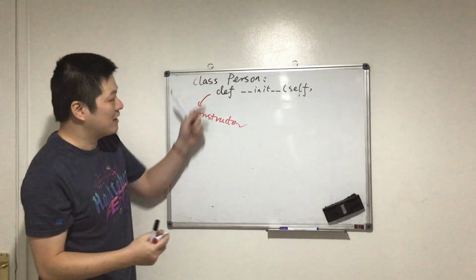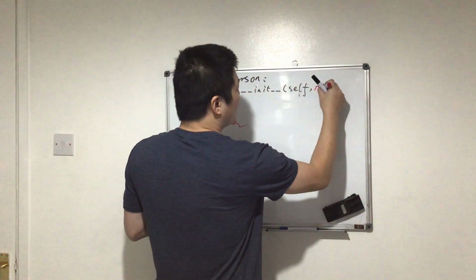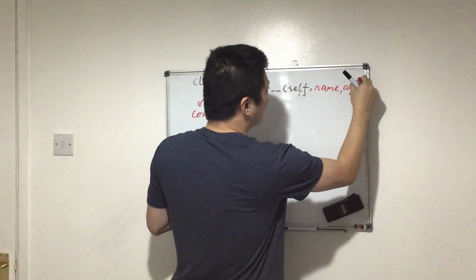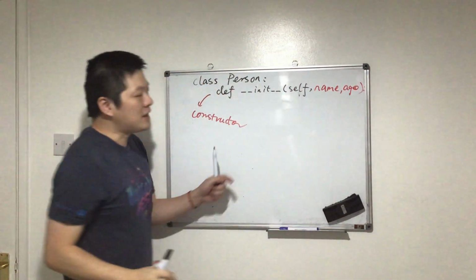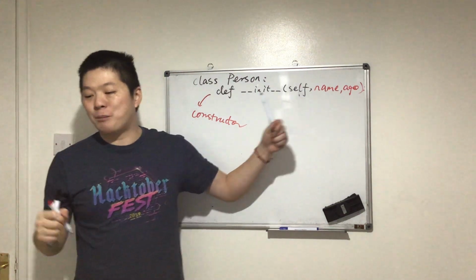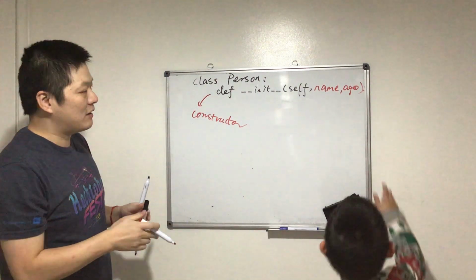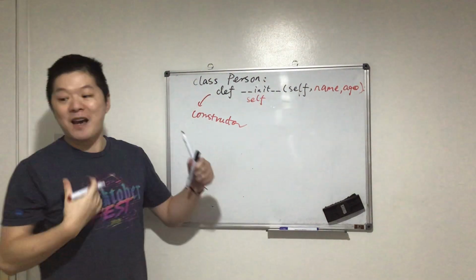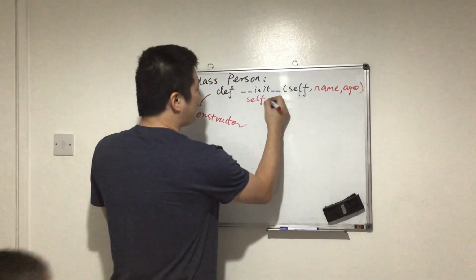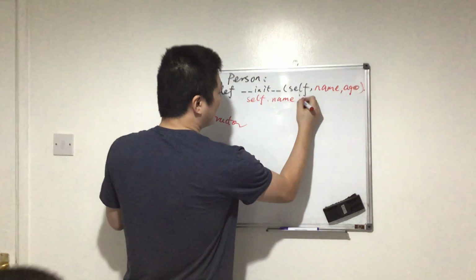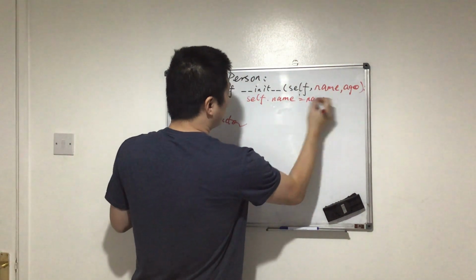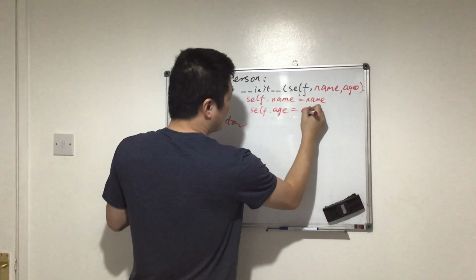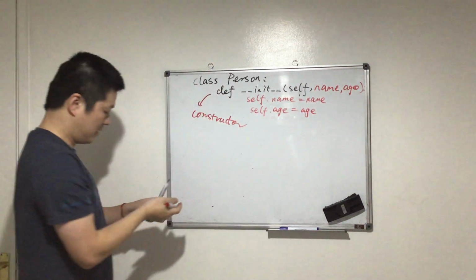So we have name and age as parameters. These are two parameters we want to pass in. And then we can say self. Self, you know self, yeah? Me, mine, own. We need self.name equals name, and self.age equals age.